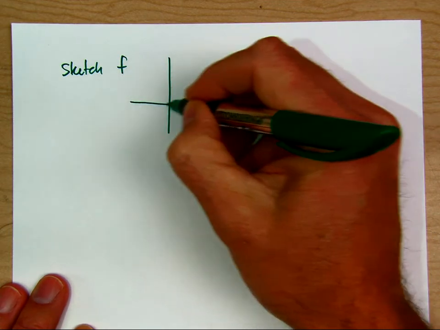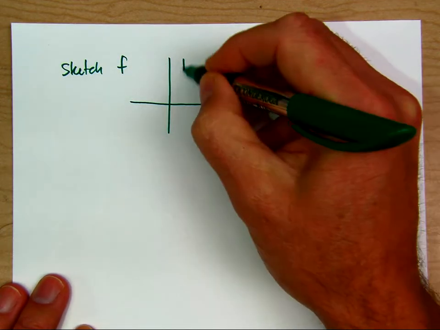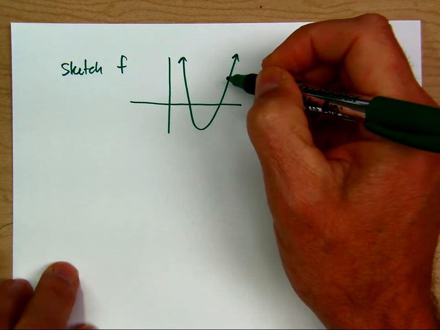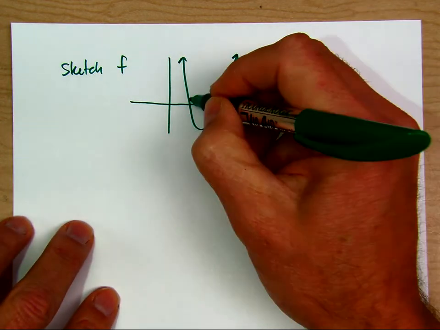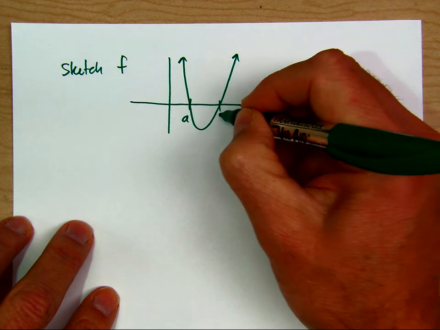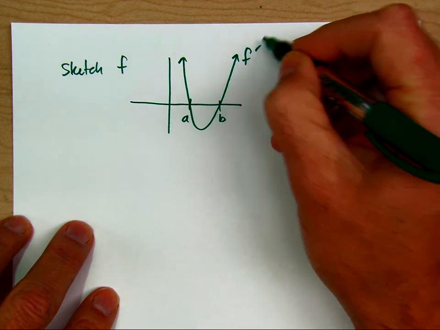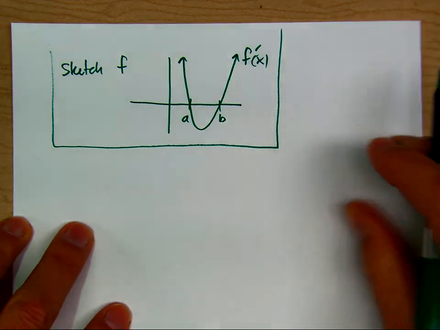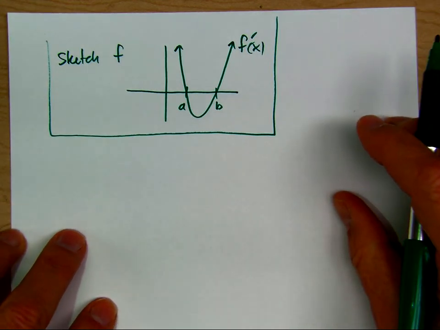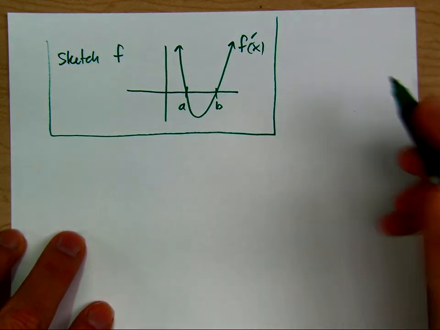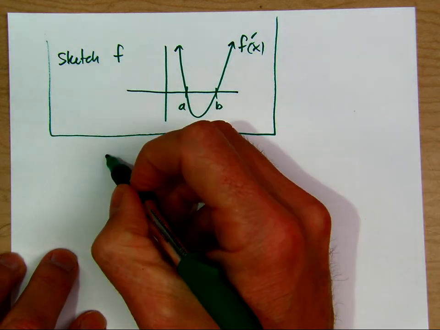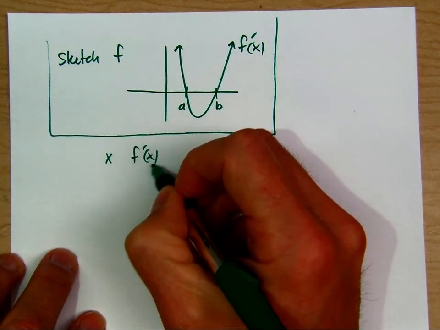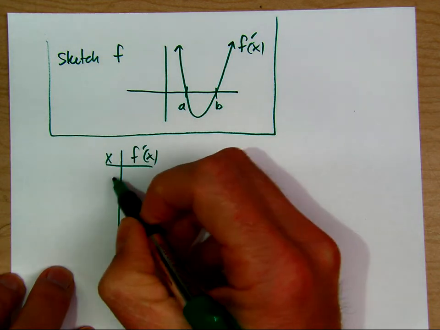Okay, let's do that backwards. And now we're given f prime, and we need to see what f might look like. So let's make a table for f prime. X, f prime. We have a and b.